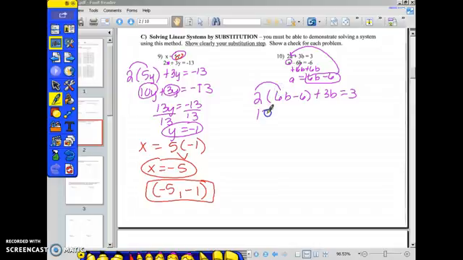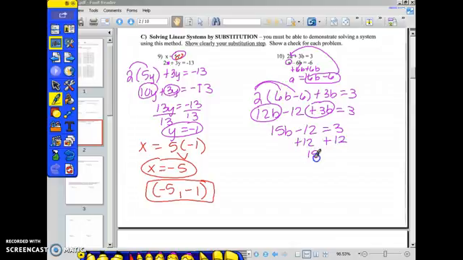2 times 6b is 12b. 2 times negative 6 is negative 12. Write the rest of your equation. 12b plus 3b is 15b. Bring everything else down. Add 12 to both sides. 15b equals 15. Divide by 15.